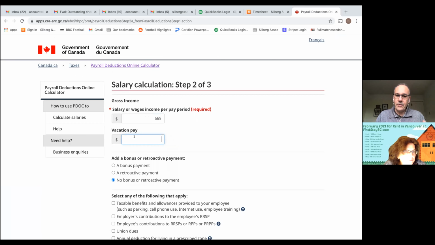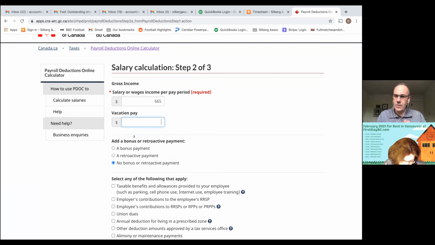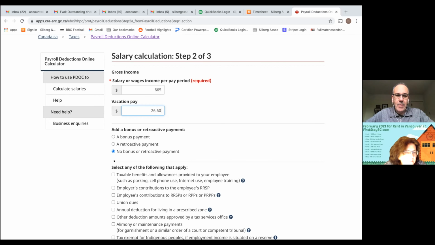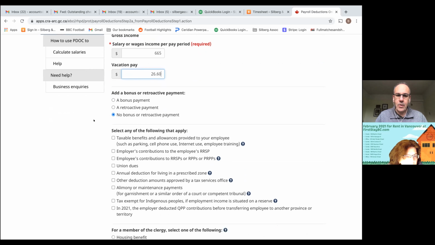Now I don't know if you understand what this vacation pay is. Do you know what they're talking about here with vacation pay? Yeah, we need to calculate from each check some percentage, 4% most probably. So I'm going to put in here $26.60 just because that is 4% of that. I'm not sure, we might have to go back and have a look, but let's just see how this works. Simple one. Okay. Bonus.